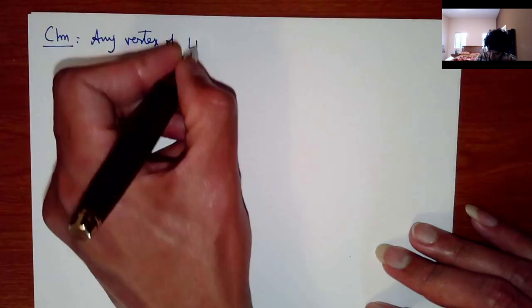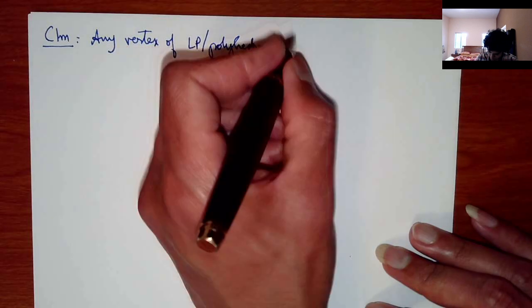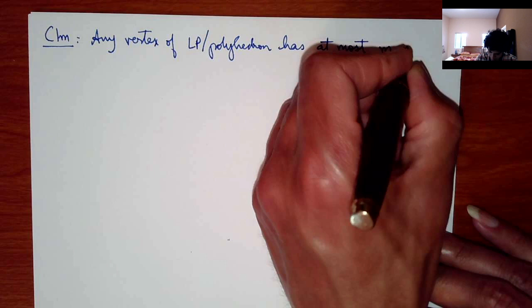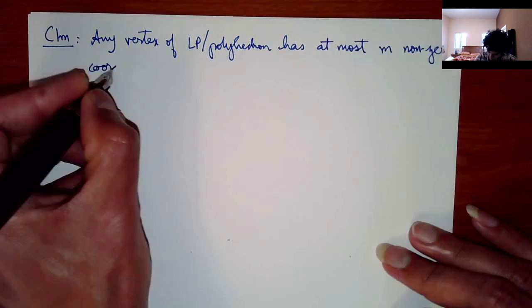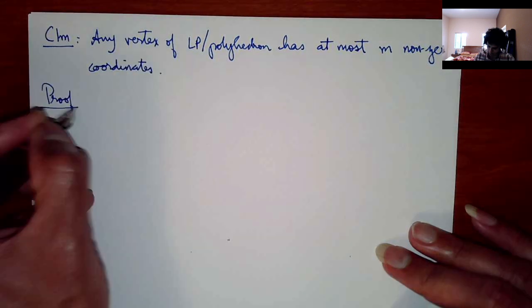Now let me prove a convenient claim which will explain why I care about basic feasible solutions. So the claim is that any vertex of the LP or the polyhedron has at most m non-zero coordinates. This is some useful linear algebra to do, so let's prove this.